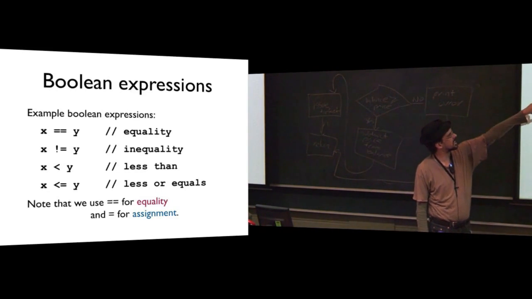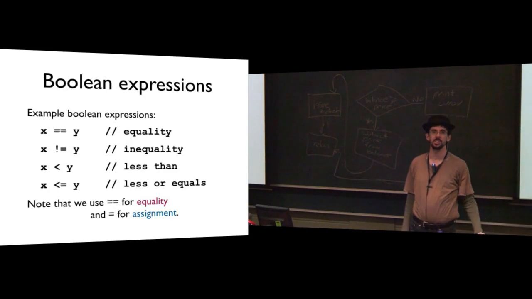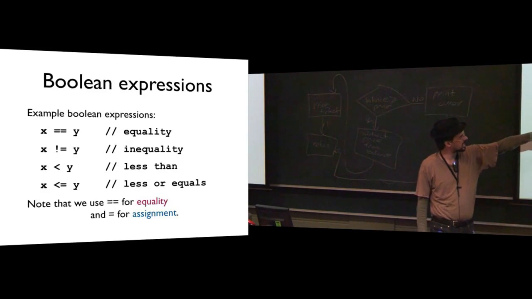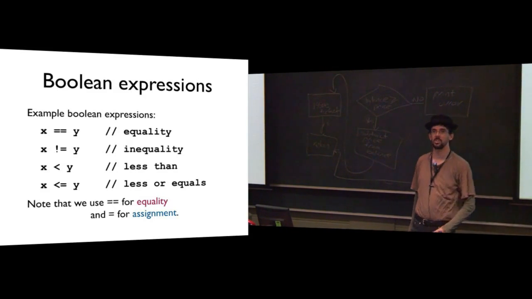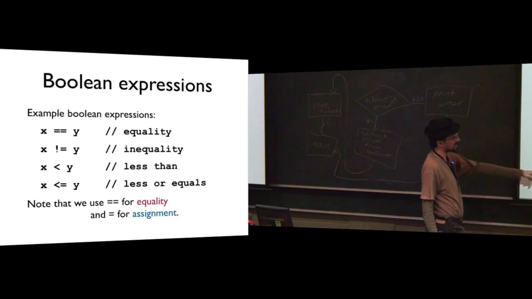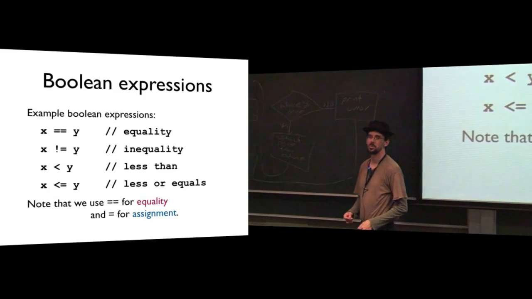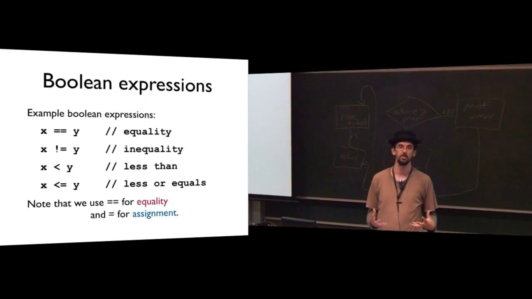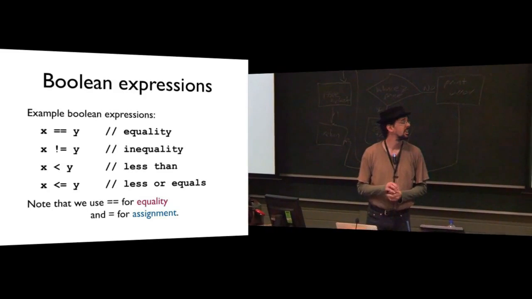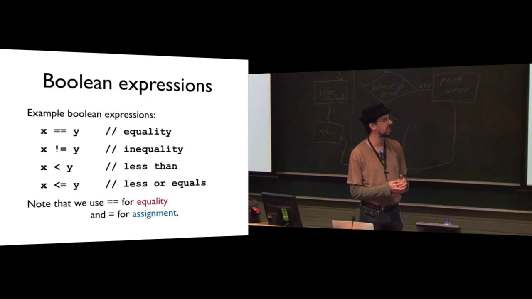X not equal to, that's an exclamation mark equals, says x is true if x is not equal to y, and false otherwise. Less than or equal to, and obviously corresponding things for greater than and equal to. The important thing to note is that we use the double equal sign for equality and a single equal sign for assignment. If you're testing something, you'll use a double equal sign. If you're assigning something, giving it a value, you'll use the single equal sign.